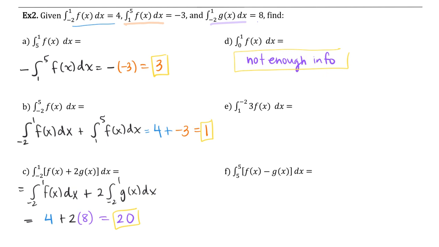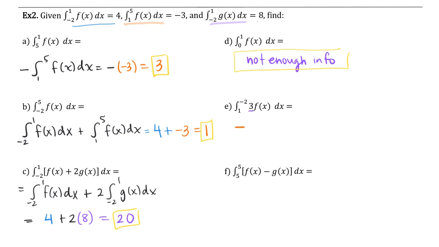Let's try the next one. Okay, so from 1 to negative 2 of 3 times f of x dx. I have negative 2 to 1. I don't have 1 to negative 2. Now I'm going to skip the algebraic step because I'm going to show you what I would actually probably show. Okay, I do negative 2 to 1. This is 1 to negative 2. So I'm going to switch the signs. So that's going to be a negative.